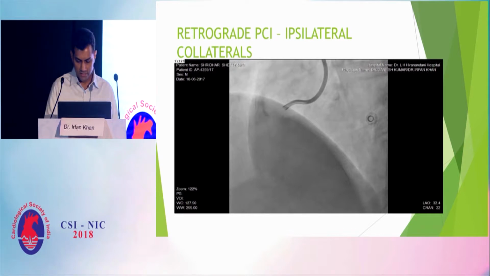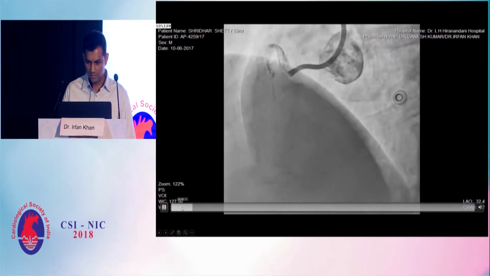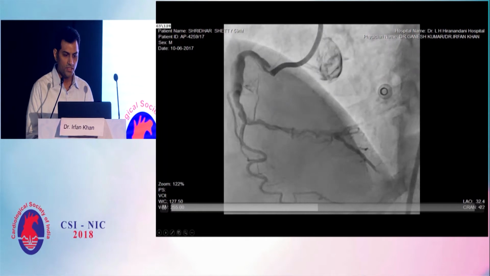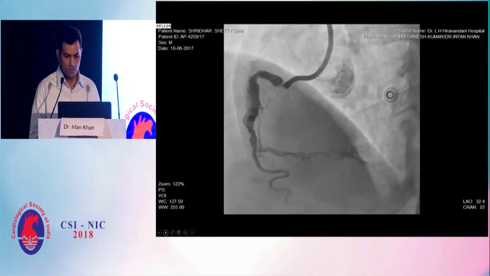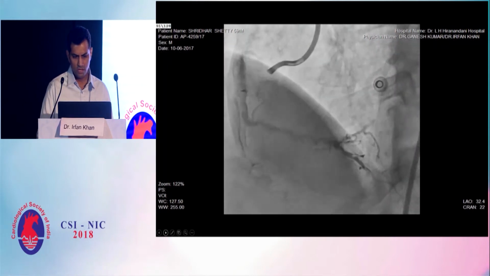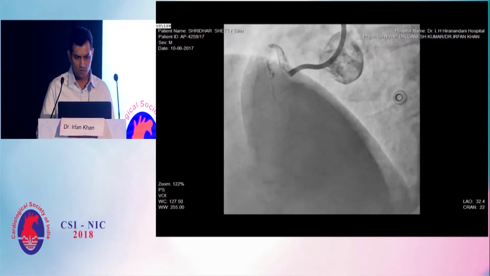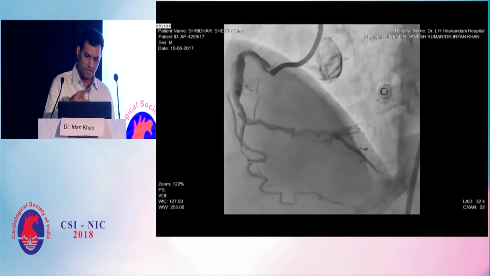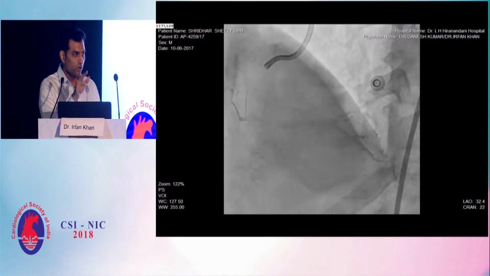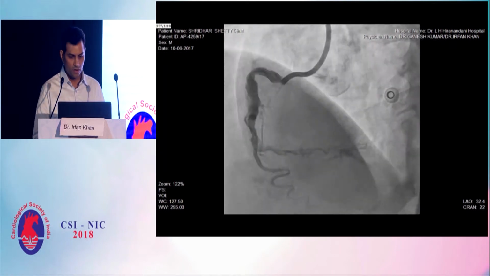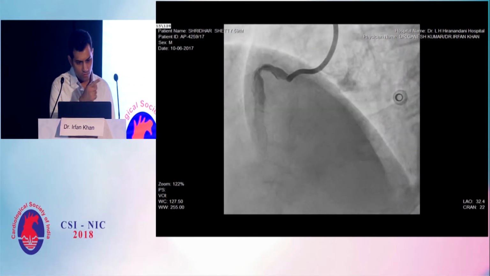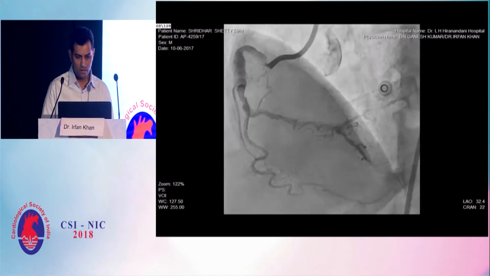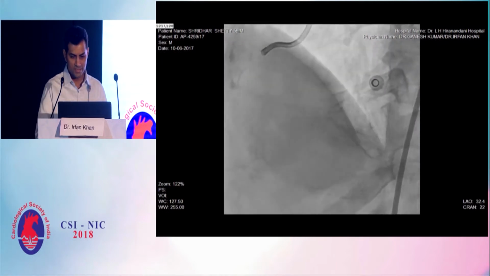This is another case. This was a live case done during last year's IJ CTO conference. You can see that there is an RCA CTO with bridging collaterals communicating with the distal RCA. There is an epicardial collateral which is communicating to the distal RCA. The retrograde CTO through the LAD was attempted already and it had failed. So this time it was decided that we had to use the epicardial collateral from the ipsilateral side itself.